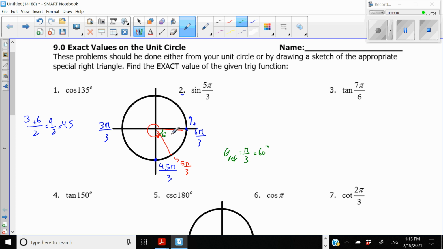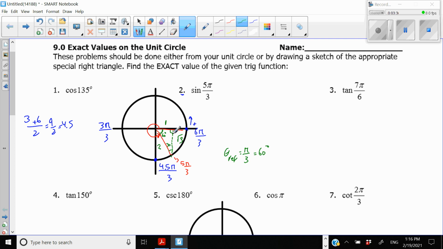Now I'm going to make my right triangle here. Using the terminal side and the x-axis, I draw a straight line, and I have my right triangle. This is going to be a special right triangle because this is 90, 60, and this one will be 30. So we know the ratio of the sides. Opposite 30 is 1, opposite 60 is root 3, and opposite 90 is 2.